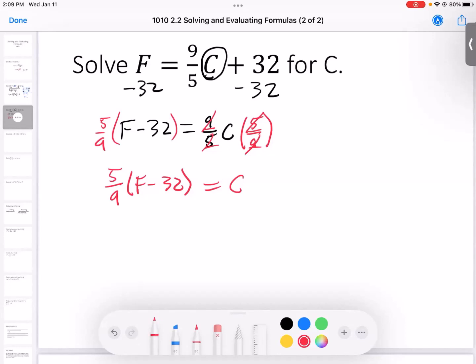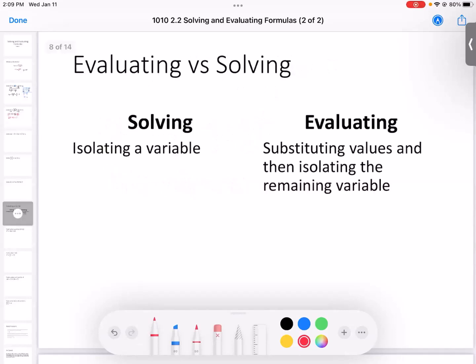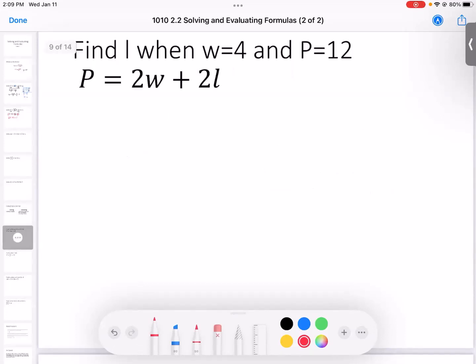So you'll have some problems like that where you're asked to solve a formula for a certain variable. And then you'll have some problems where you're asked to evaluate formulas. So what we just did was solving a formula where we got a variable by itself. Evaluating is when you are given certain values for different parts of the formula, and then you find the variable from there. So in my opinion, this is easier than what we just did, because an example of this would be like find L when W equals 4 and P equals 12.